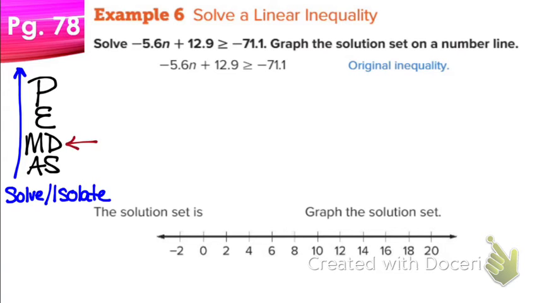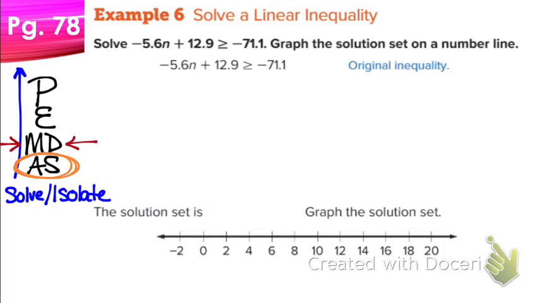We have to watch out for the multiplication and division step, though. Whether it's an equation or an inequality, if I'm solving, if I'm going backwards, I have to start with which operations? Addition and subtraction. Look at the inequality that we have here. Negative 5.6n plus 12.9 is greater than or equal to negative 71.1.